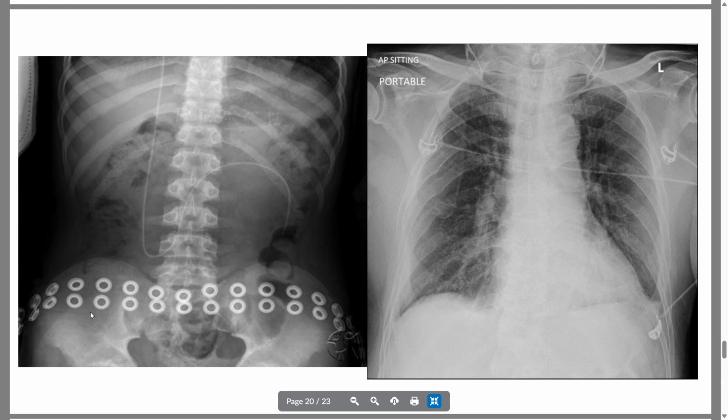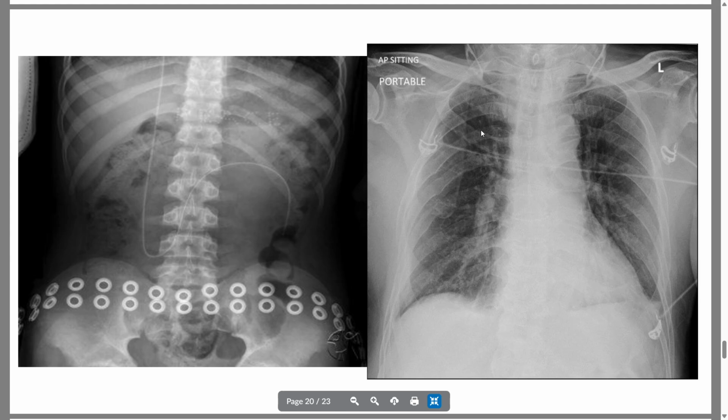Another reason patients should be properly gowned. So they're wearing a nice metallic belt. They're also wearing a shirt that says peace. This is just a post-procedural artifact. You can see this tube going into their bowel area.